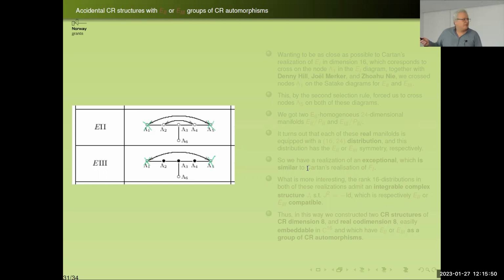So, s'il vous plaît. Accidental CR structures. I call them accidental. Oui, bien sûr. Accidental, which Joël Merker says is crazy, because accident in French is a very pejorative name. We cannot call it accidental. But it's not in English, so we pacified it. Okay, anyhow.